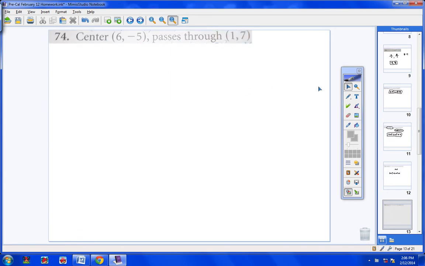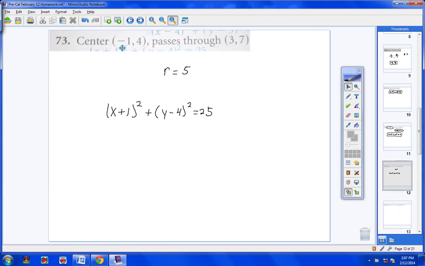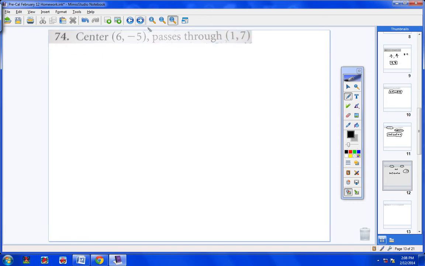Alright, number 74. Well, this is going to be identical to the last problem. If we go back a page and look, they gave us the center and they told us the circle passed through this point. In order to solve that problem, we found the distance from the center to this point here. And that's what we did in this problem, right? We found the distance from the center to a point on the circle, and of course the distance from the center to a point on a circle is always the radius. So we'll do the exact same thing in this problem, okay?